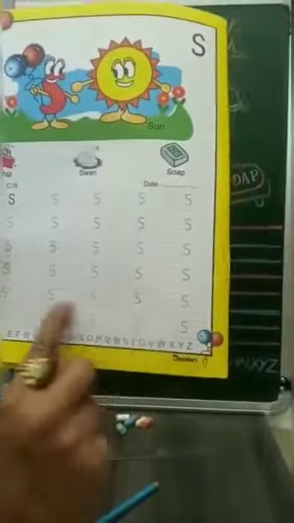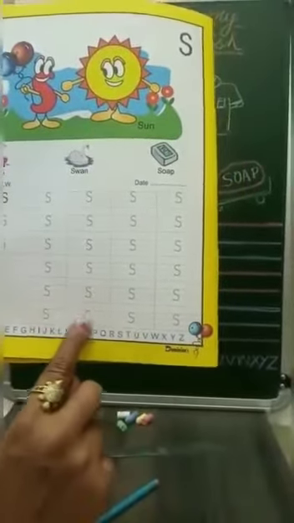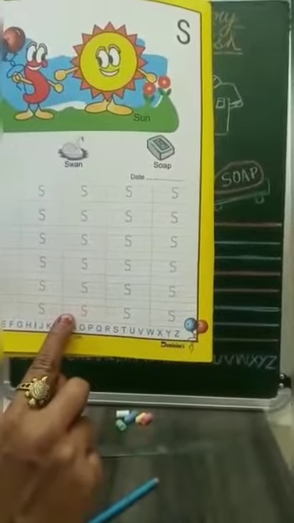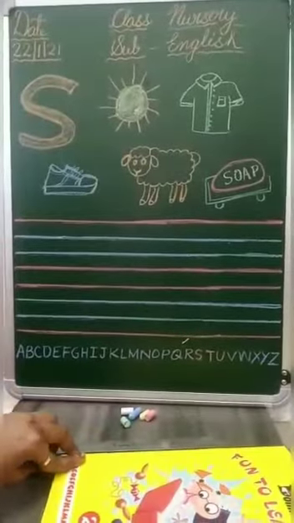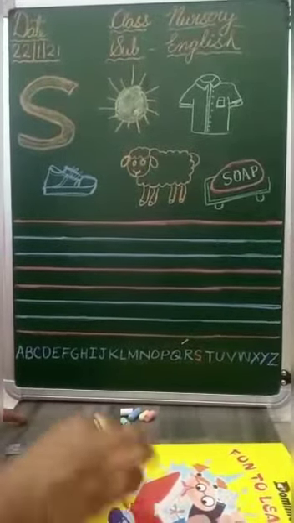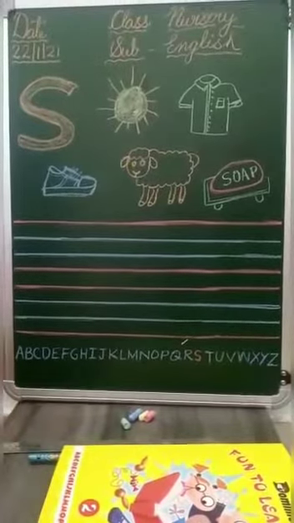Now kids, look at here. These are the tracing dots. Today you will write on tracing dots. Ma'am is going to tell you the formation. Ma'am will do blackboard work, and you will do book work. So, start with ma'am. What is the formation?